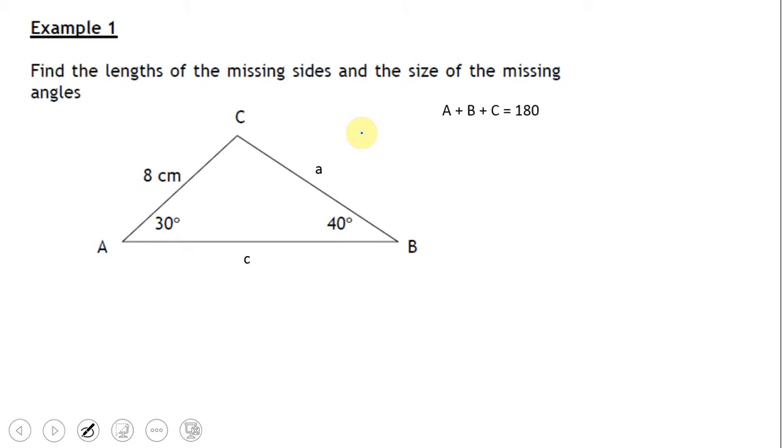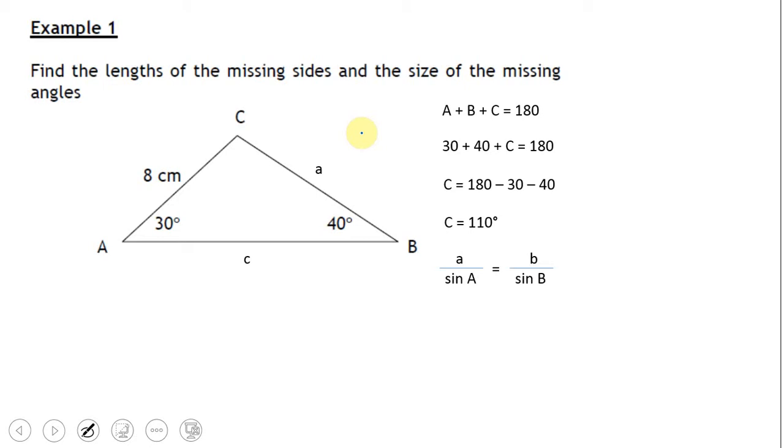Now in this case, the easiest thing to work out is the missing angle, because we've got two angles of a triangle. All the angles of a triangle should add up to 180 degrees. So capital A plus capital B plus capital C is equal to 180. Now we've got capital A and capital B, so we can fill those in. 30 plus 40 plus C is equal to 180, and then we can solve to find C. So C is equal to 180, take away the 30, take away the 40, which gives us 110 degrees for C.